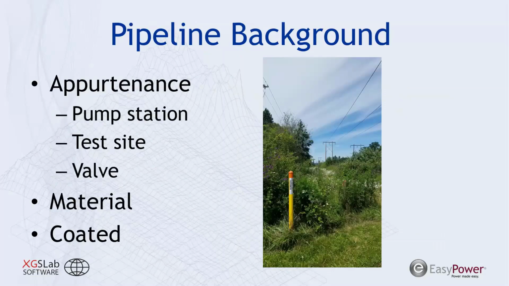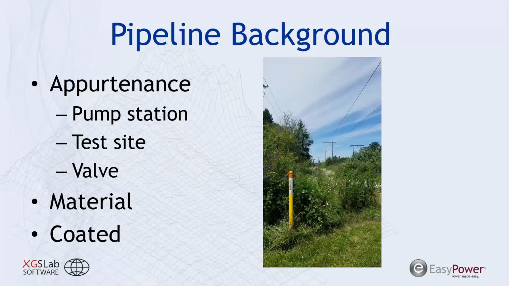First, let's give a little more background about pipelines. One of the important words to note in the pipeline industry is the pipeline appurtenance. These are objects associated with the pipeline, like a pump station, a test site, or a valve. These are often locations that are going to have interface with personnel and typically going to be a higher level of concern when performing an AC interference study.